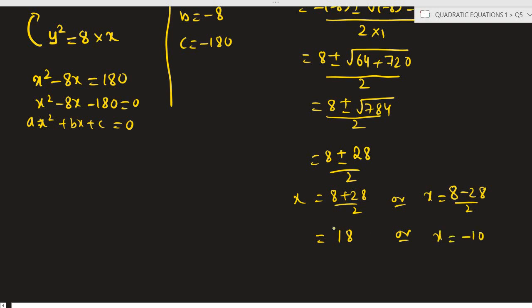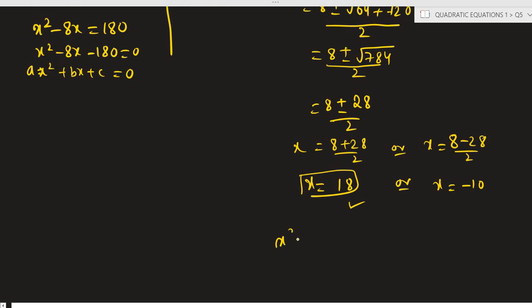Therefore x is equal to 8 plus 28 is 36, by 2 is 18, or x is equal to minus 20 by 2 is minus 10. As x is a positive number, I will take x is equal to 18.